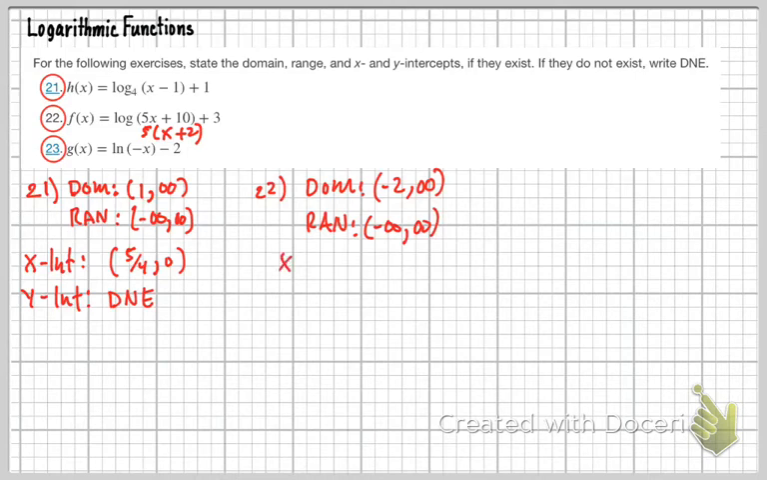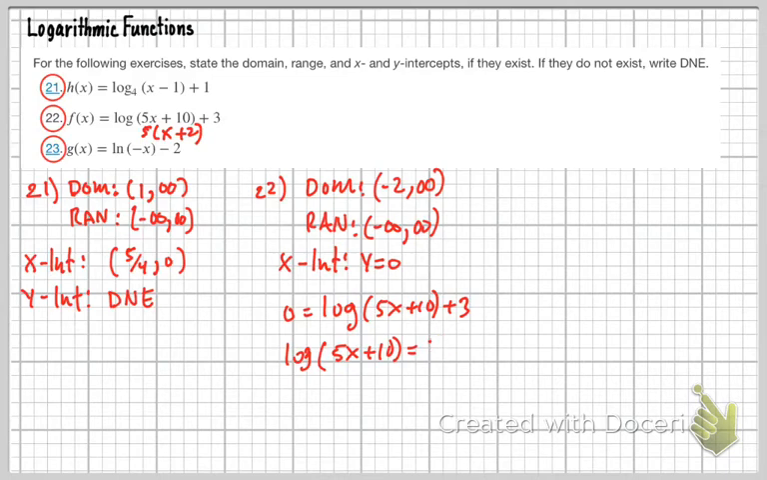And then x-intercept now. And that's where my y equals 0. So that's where my f of x is going to be 0. So that's log base 5, 5x plus 10 plus 3. So I move the 3 over to the other side, so it's a negative 3. So I have log base 10 of 5x plus 10 equals negative 3.